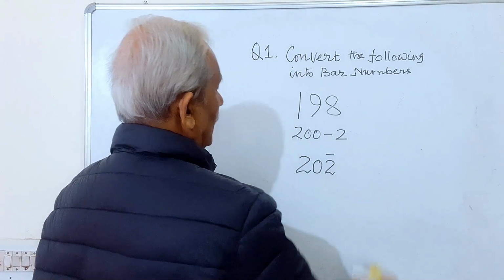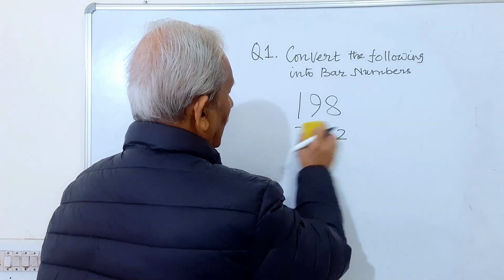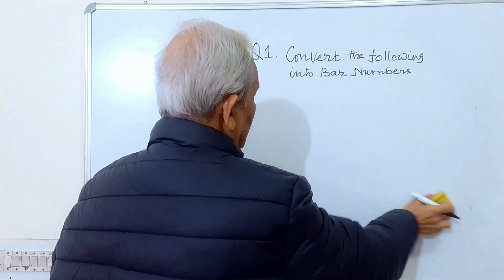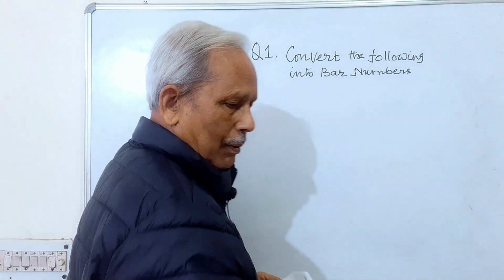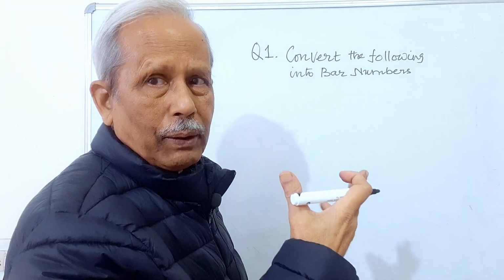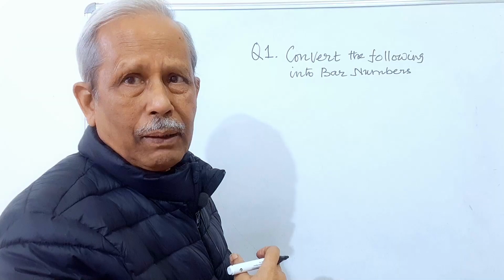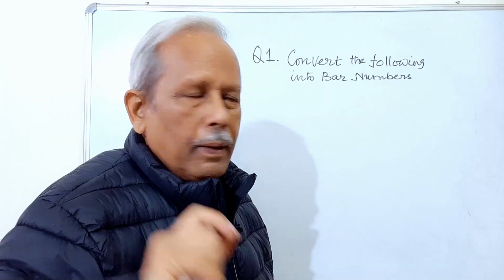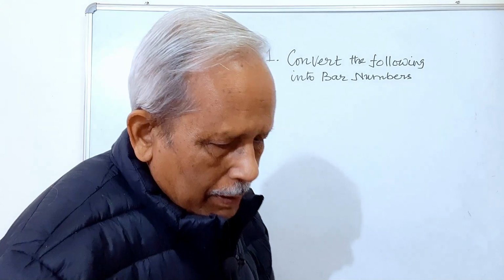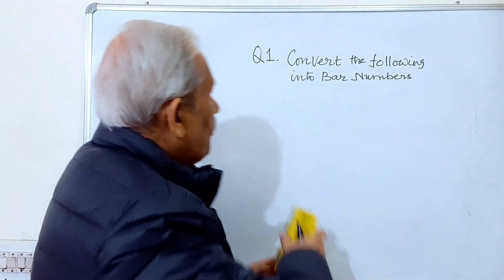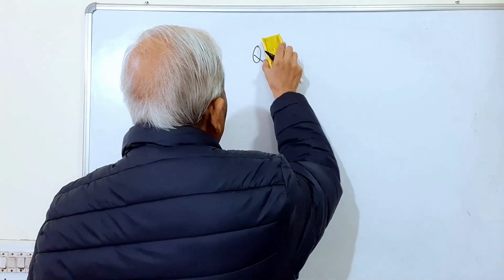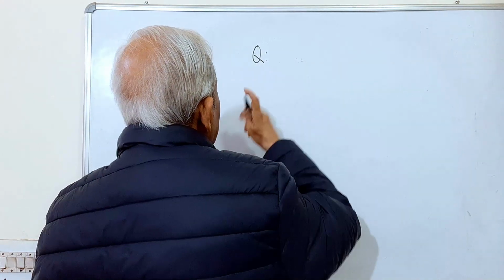So I think things are clear to you. Remember the process: subtract the first number from 10 and then increase the number on the left side by 1. Whatever is left, increase it by 1. Right. Well, let us do the next sum. The next sum, question number 2, is: devinculate the numbers.